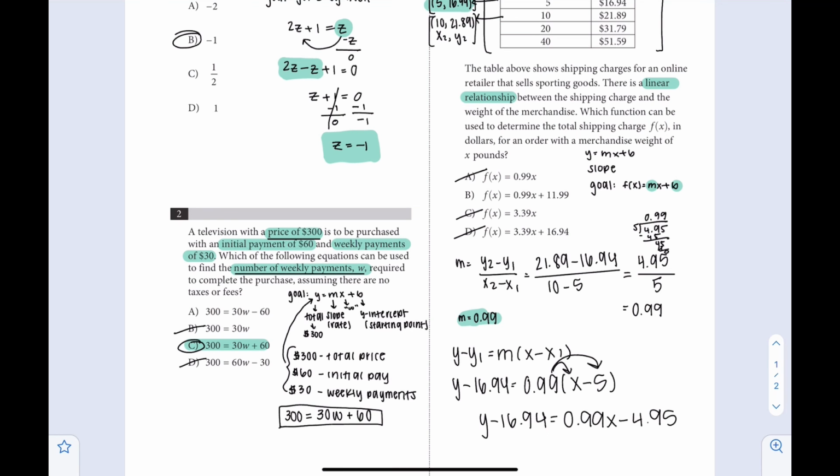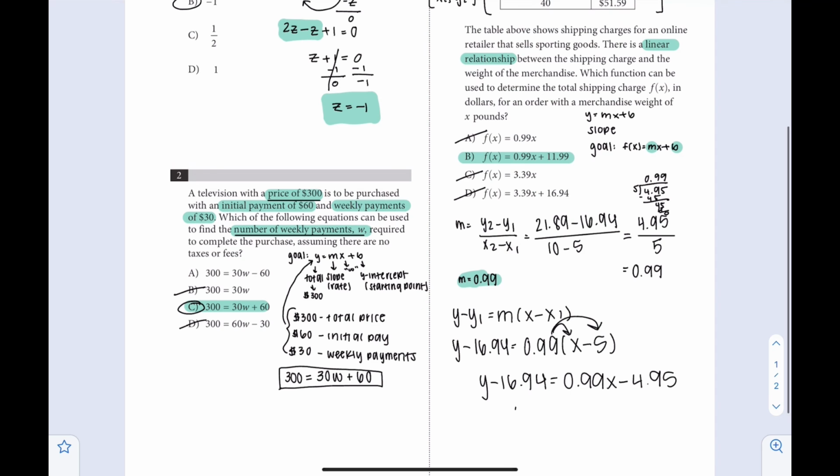And the only answer choice we have left is B: f of x equals 0.99x plus 11.99. And we figured this out without doing the rest of this calculation. But if you want to check and write the expression to make sure that it does in fact match, you can do that. So we have y equals 0.99x. I'm bringing over the 16.94 so that y is by itself by just adding it over. And minus 4.95 plus 16.94 is in fact 11.99, which is the answer choice we chose above.